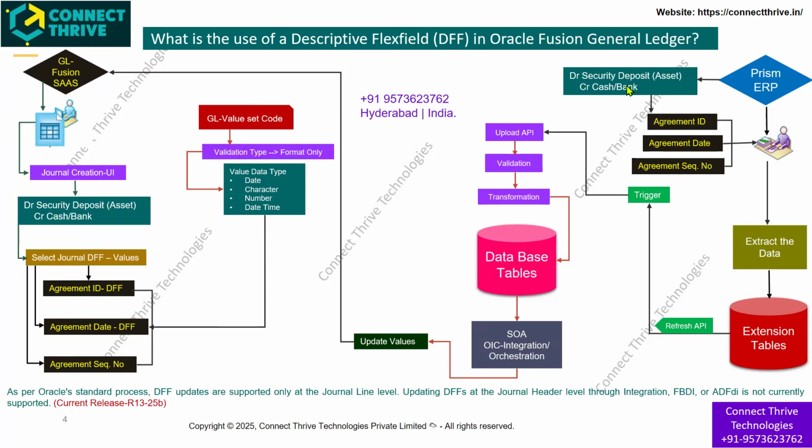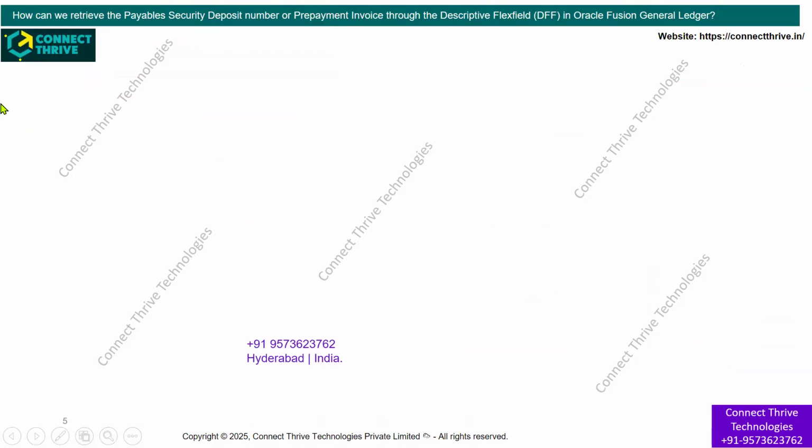One minute. Next, we'll see another example that is also the same, but a bit different. That is also very important. Now we'll see how we can retrieve the payable security deposit number, I mean the payable security invoice number or a prepayment invoice number, through DFF in our Fusion GL model. We want to retrieve the AP prepayment invoice number or security deposit invoice number in our GL module automatically. How we will select it in the drop down while creating the journal entry, or else once the entry is transferred to our GL module through Prism ERP. Okay, let's see that.